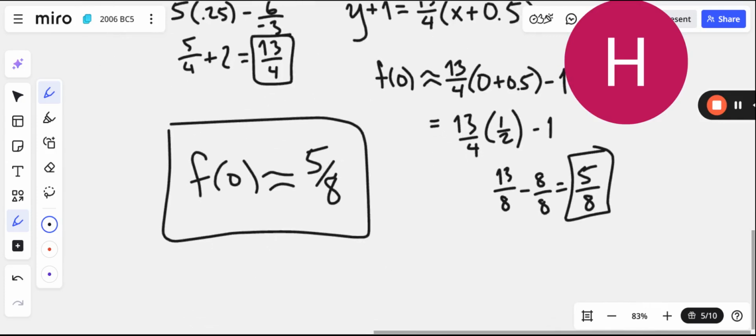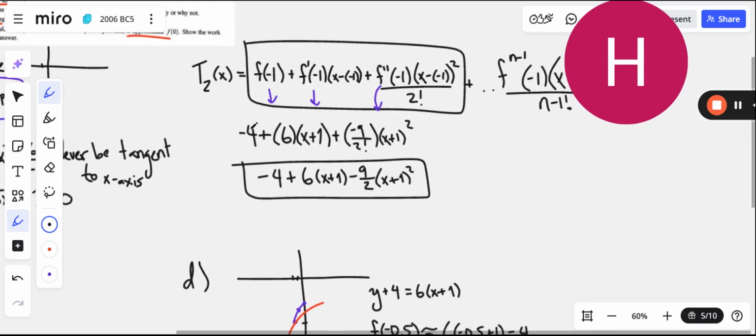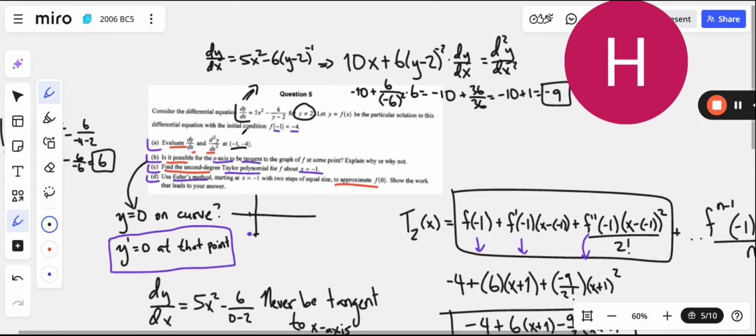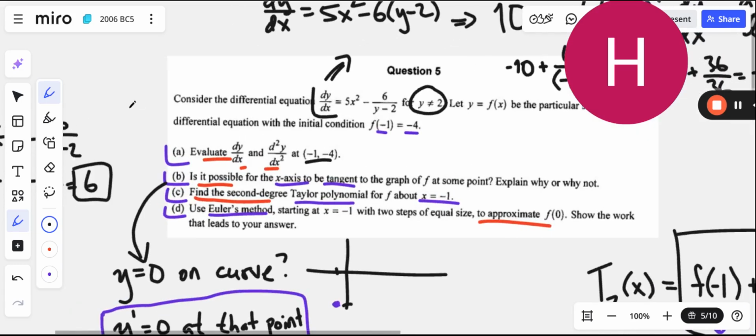All right, so this was an example of using some BC techniques to write both a Taylor polynomial and to apply Euler's method for approximating a function value, which is sort of like using a tangent line, but re-steering the tangent line every so often, in this case two times. And they gave us a differential equation in the first place, which had us do some implicit differentiation. So this problem was quite thorough in terms of the techniques it makes you use. It has you dip into some integral ideas as well as some derivative ideas.